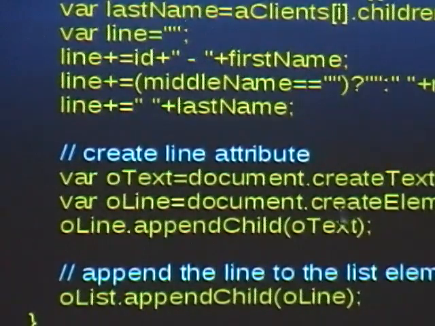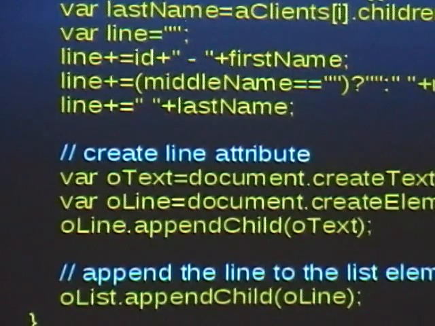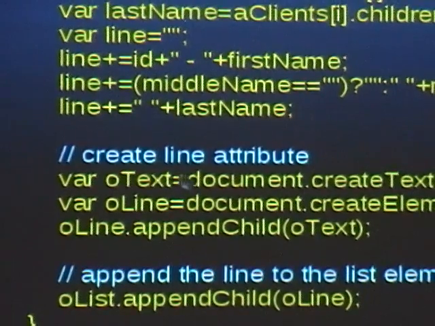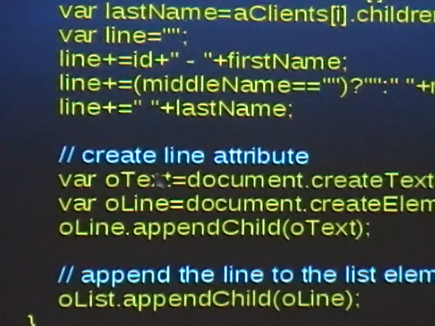Then I need to create an element inside of my document. In this case, I'm using an unordered list. So the element that I use would be the LI, or the tag, same thing as what you would see in the HTML, the tag for a UL would be LI. And then I assign that to an object called line.